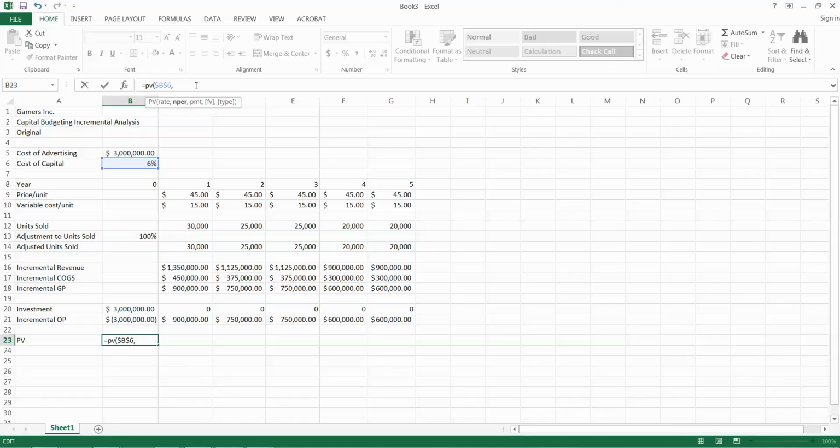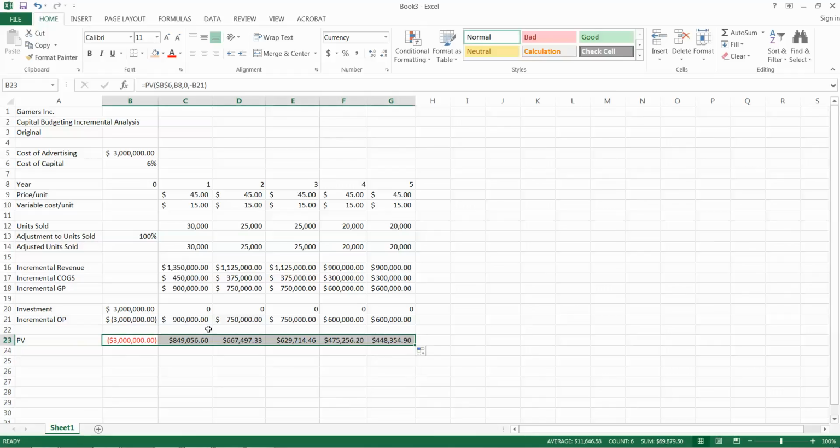The number of periods, we're going to pick that up right up here with the year. And then the payment is always 0. And then the future value is negative incremental operating profit. So our present value for our outlay is negative $3 million, and that's correct. So let's go ahead and drag that across.